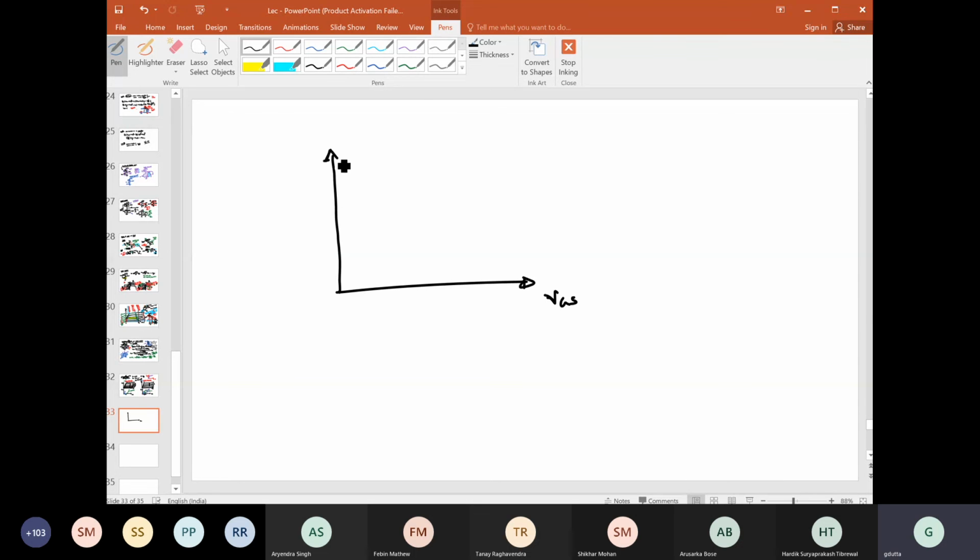This is VGS and this is ID. Remember, now we are plotting in log scale, right? So in log scale, suppose you are plotting for the short channel case.